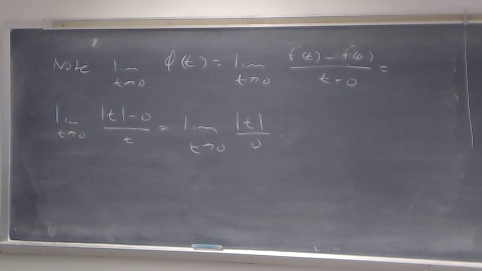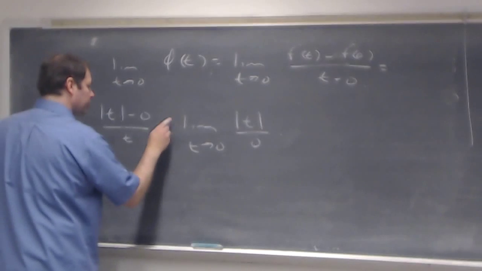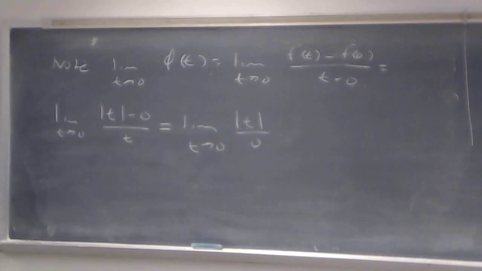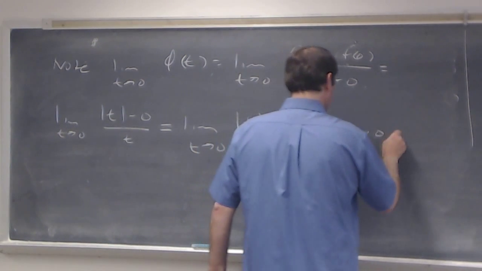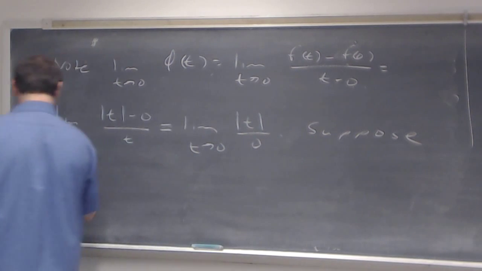Now, what we set out to do is to show that this limit does not exist. This derivative doesn't exist then. But we're going to do that through contradiction. So let's suppose that it does exist. Suppose this limit does exist.